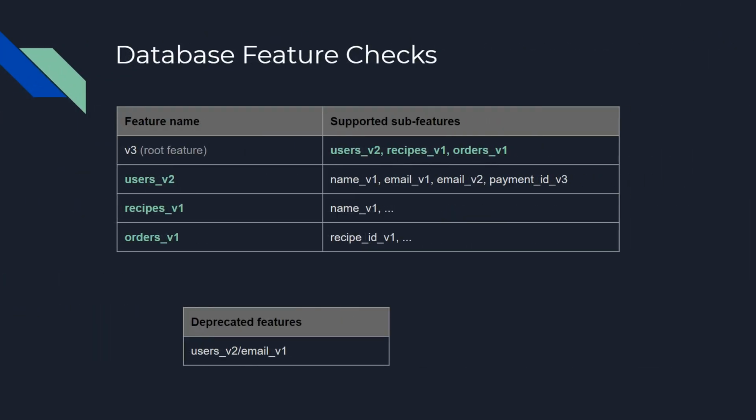So how do we add database feature checks? We can simply create a features table or collection in your database which holds all the features along with a list of supported sub-features. The root feature should be something such as your database version. As you can see, the root feature database version 3 has 3 sub-features which are each different tables in the database. Then each table in the database has a row with that table name and then all its sub-features, which are all the columns. We can also add a deprecated features table to add a warning to any of the code that's using a deprecated feature.